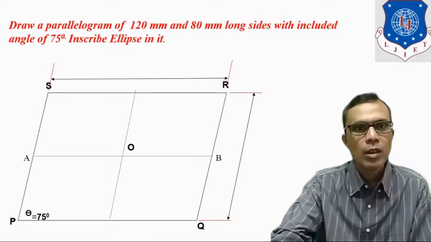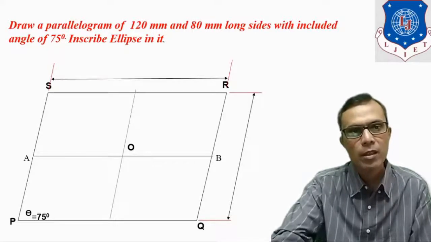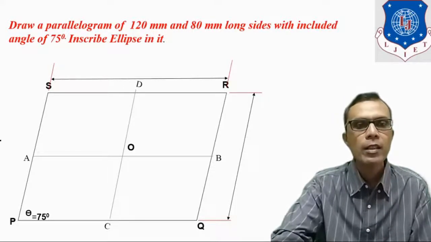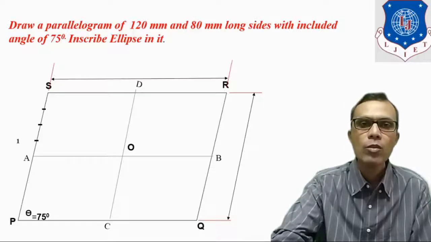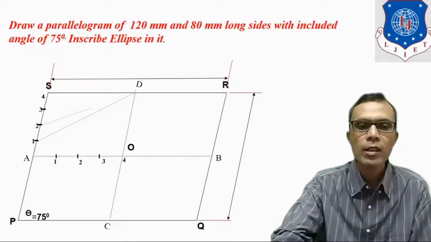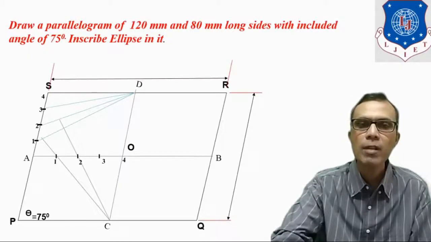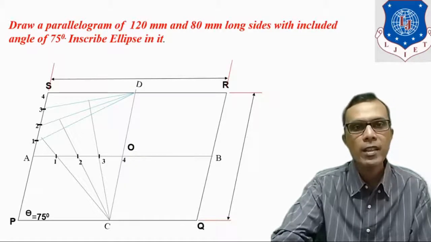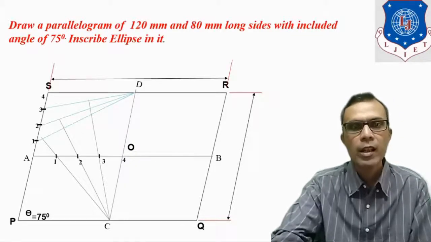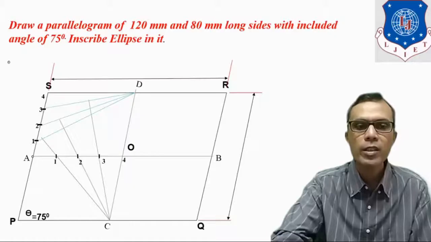Now the remaining procedure is almost similar. We have to divide the AS and AO parts into 4 equal divisions. Then join D point with division numbers 1, 2, 3 of AS. Then join C point with division numbers 1, 2 and 3 of the AO part and extend them in the same direction till we get the intersecting points. Mark all these intersecting points.